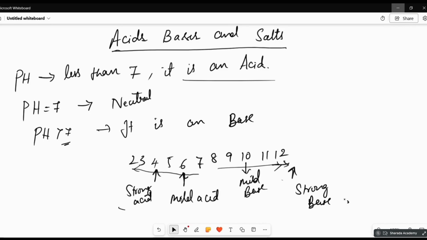Why? Because it is neutral in nature, and it is better to consume in the range of 6.5 to 7.5 or 8. That means it should be neither too basic nor too acidic. Whatever we consume, most of the time it is neither too acidic nor too basic. These natural sources of acid like orange, lemon, tamarind are acids in nature, less than 7 only, but they are mild acids. That is why they are consumable.